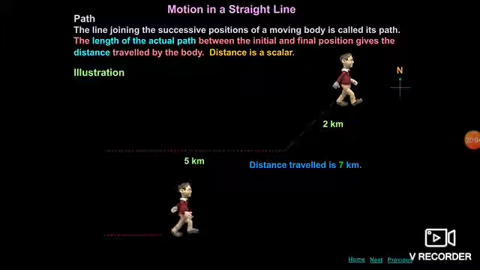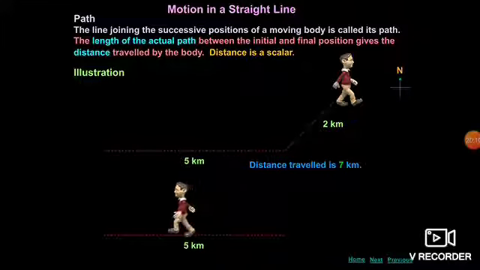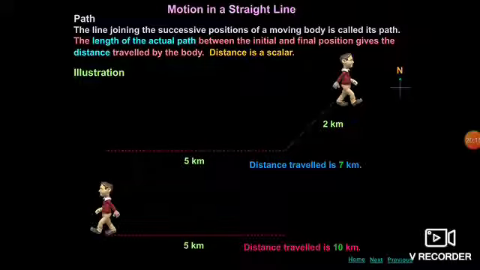Now in the next figure, the person is moving, and now he is coming back also. You can see that. In this situation, what will happen? Distance traveled is 10 km. Now displacement is the line joining the initial and final position. It doesn't depend upon which path you have taken, and it's a vector quantity also.